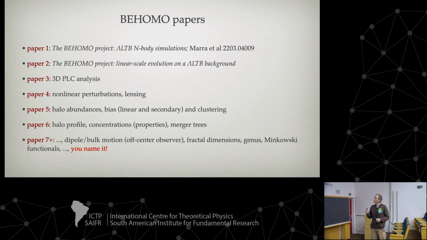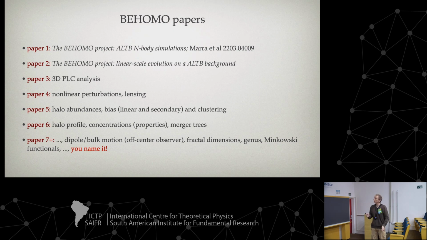OK, so we have a list of many papers. Paper 1 is already out. Paper 2 is a linear modeling. Paper 3, we'd like to do a past light cone analysis, then look at nonlinear perturbations, lensing, halo abundances, biases. Halo abundances especially can be very interesting because you can look at the effects of secondary bias and so on. Halo profile concentrations. And then you can study dipole, bulk motions, fractal dimensions, and you name it. There are many things you can do.